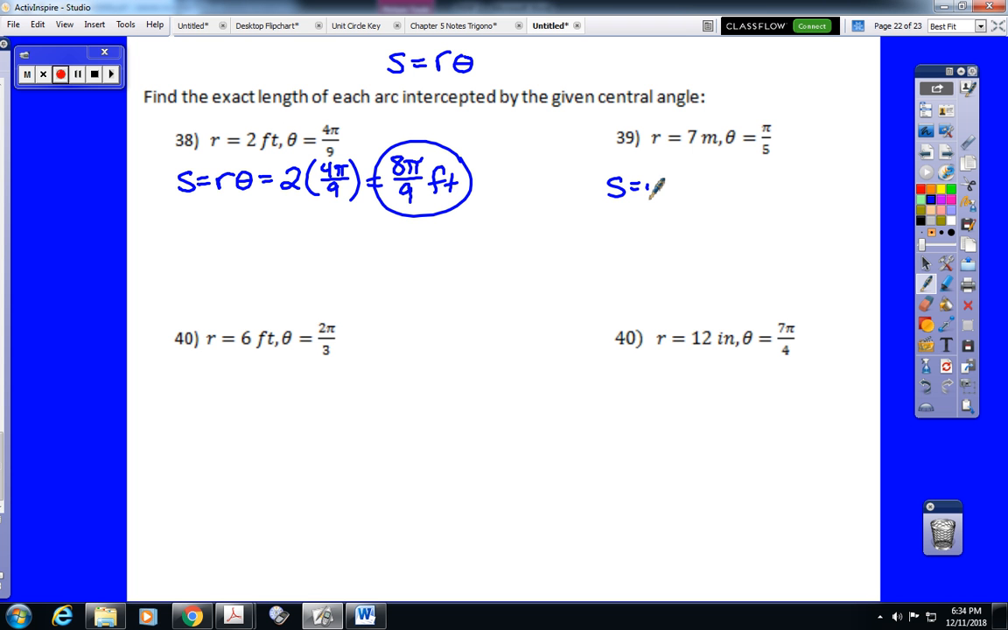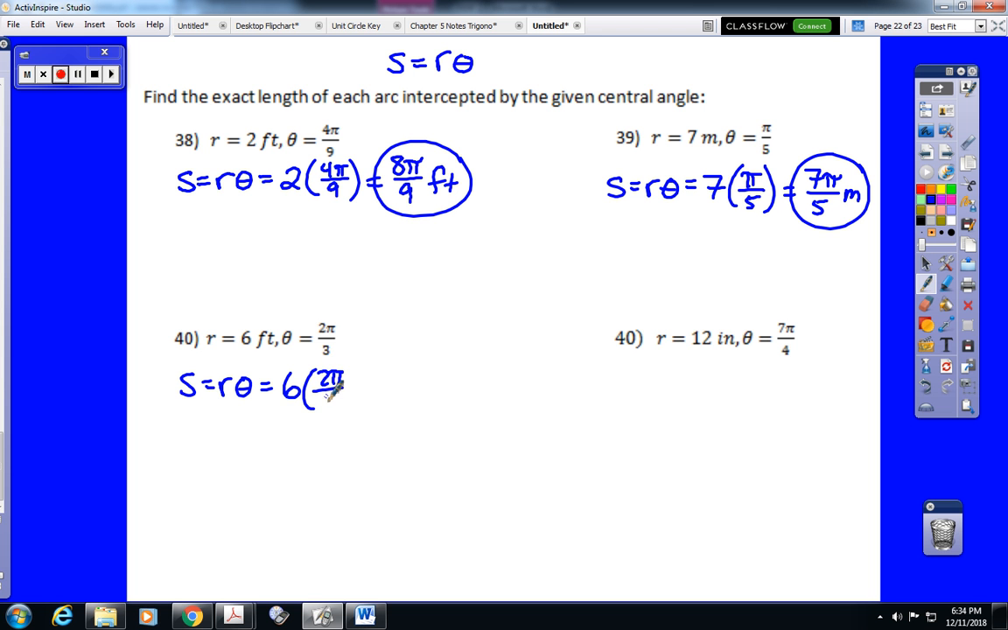On 39, S equals R theta. So 7 times pi over 5 would be 7 pi over 5, and our units are meters. The arc length is 7 pi over 5 meters. On number 40, S equals R theta. That would be 6 times 2 pi over 3. 6 times 2 pi over 3 should be put into the calculator. That is equivalent to 4 pi, and the units would be feet. The arc length is 4 pi feet.